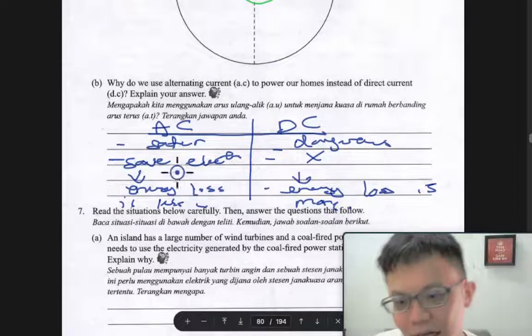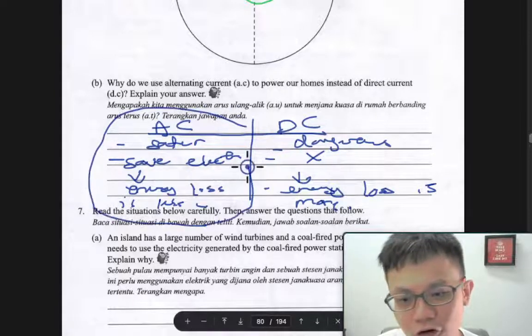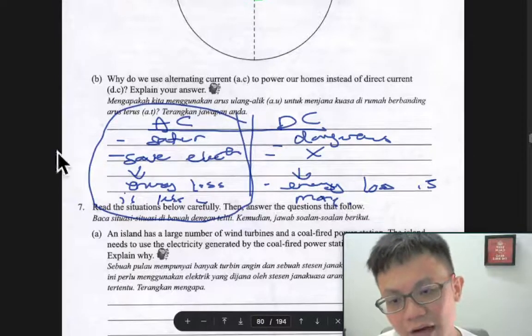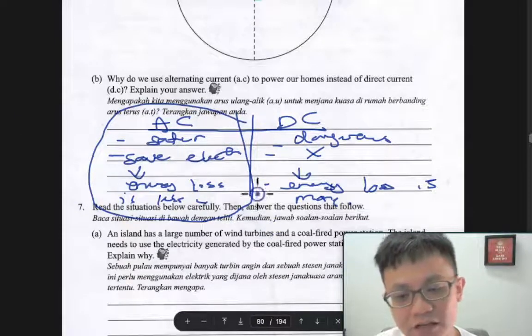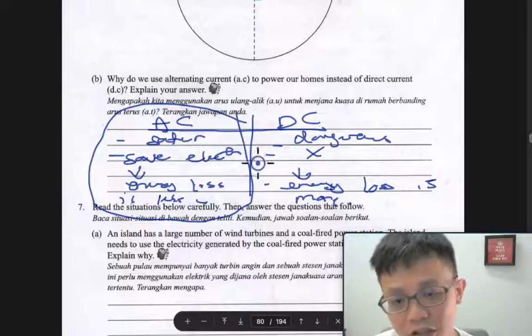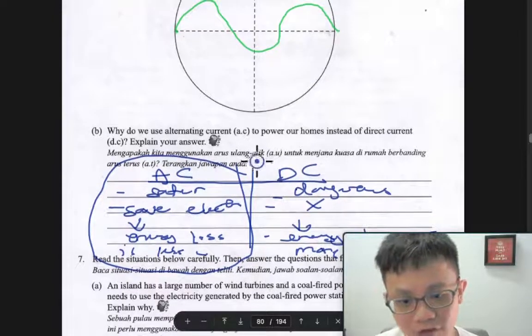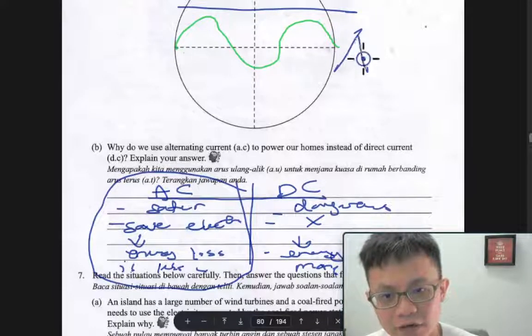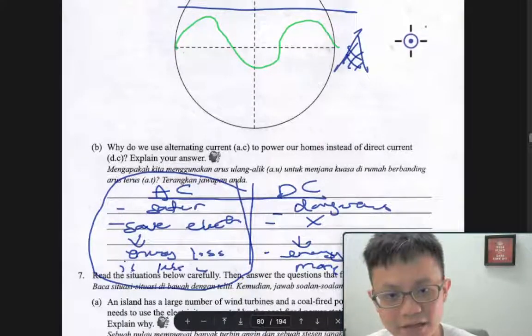Why does AC save more energy? Hopefully it won't come out in the exam, but you need to explain why it saves more energy. Before the energy goes to your home, there is a network grid. There is something like this, the pylon, the electric line like this, it will go to your house.